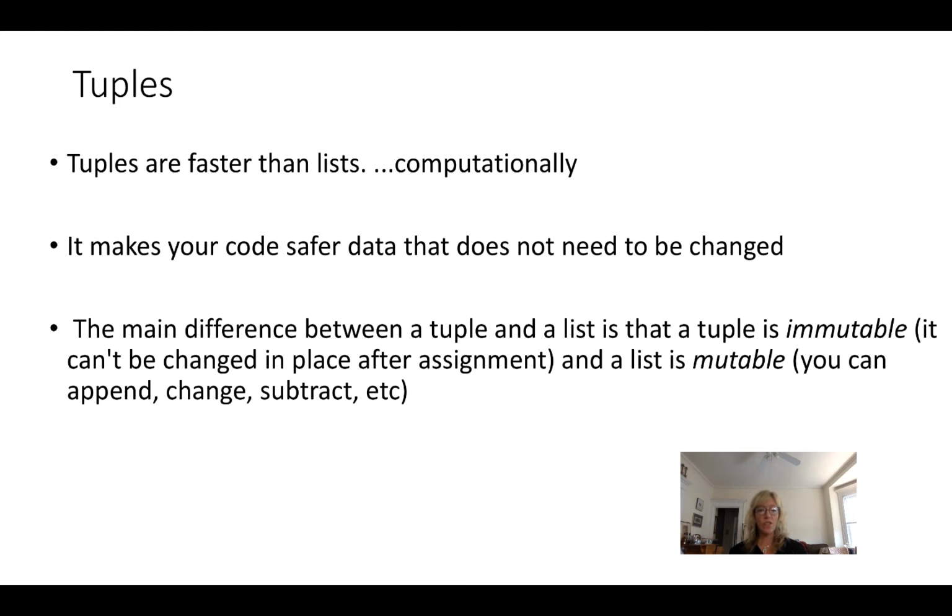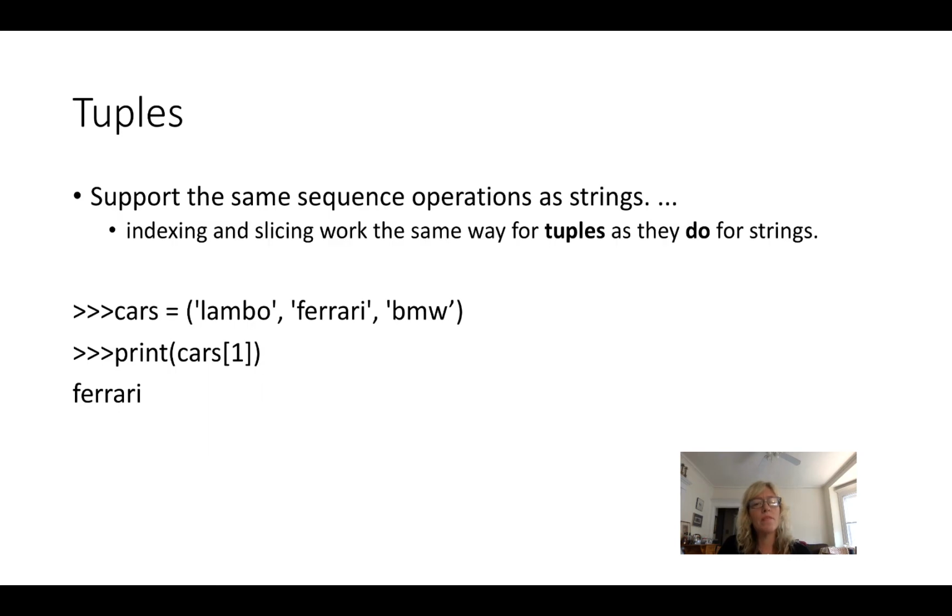Computationally, tuples are faster than lists. Again, I said last week that dictionaries are also faster computationally than lists as well. And also using tuples makes your data safer, meaning that if you don't need the data to be changed, then using tuples will allow that. So the main difference between a tuple and a list is that a tuple cannot be changed, it's immutable, and a list is mutable, so you can change it. So just keep that in mind. That's really the main difference between tuples and lists.